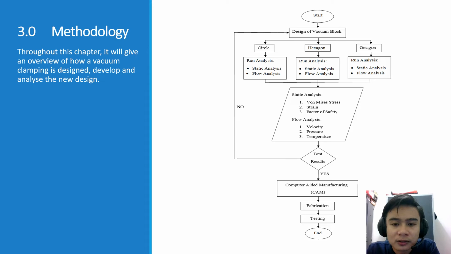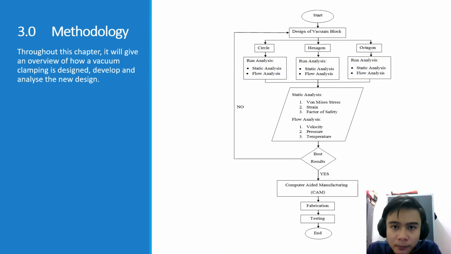After choosing the 3 new shapes, I proceed to run the analysis: static analysis and flow analysis. Static analysis focuses on von Mises stresses, strain, and factor of safety. Flow analysis focuses on velocity, pressure, and temperature. After running the analysis, it will give some best output results.